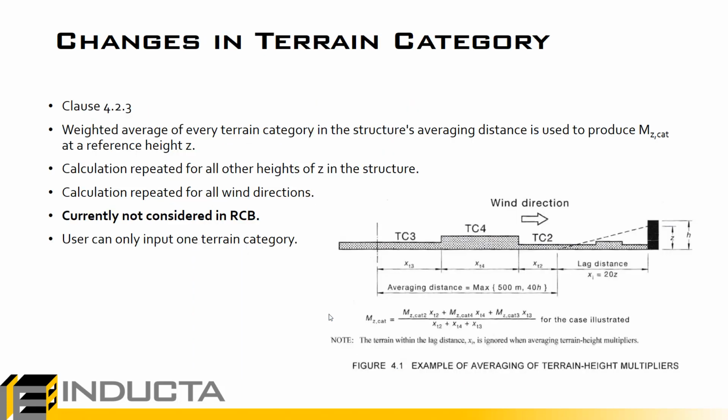What the program does not consider is changes in terrain category. So if we were to follow clause 4.2.3 exactly, and if we were to have changes in terrain category present, we would have to basically calculate an average. So based on the averaging distance, we calculate the distances and terrain categories and get an average value. We then repeat that calculation per floor, or basically height location that we're going to be calculating forces at, and then we repeat that for the various directions as well. So this is not done by the program, so we have to use the worst case one. We can only input one terrain category.